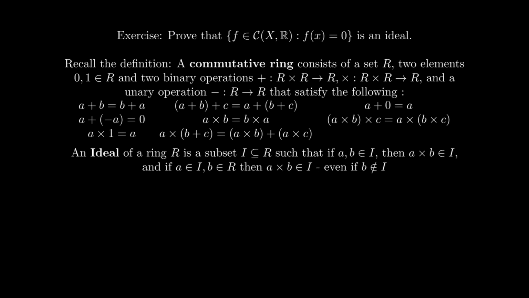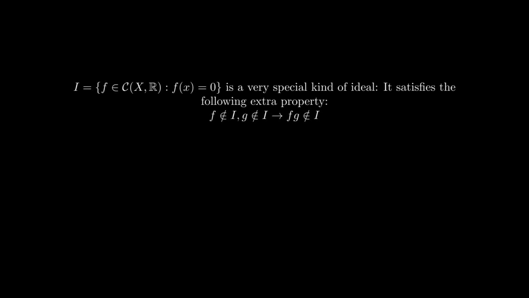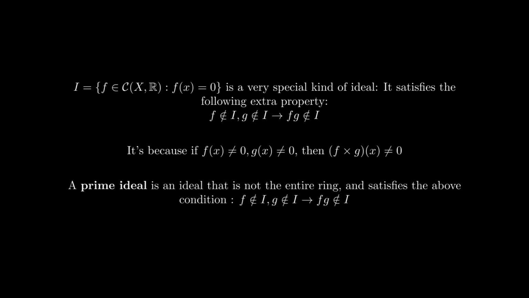As an exercise, try proving it's an ideal. Here's the definition again. The set of functions that are not 0 at a certain point is a very special kind of ideal. It's a prime ideal. A prime ideal is an ideal that is not the entire ring, and the product of two elements that are outside of the ideal is also outside of the ideal.